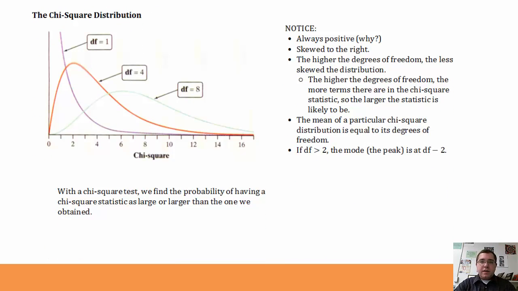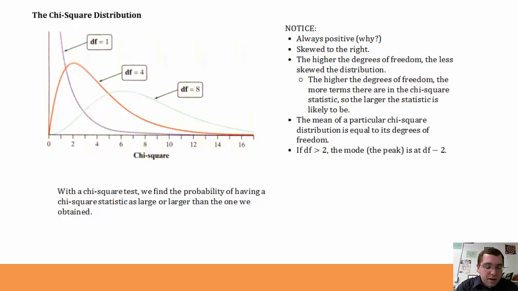The chi-squared statistic is a value on the chi-squared distribution. Now, just like there are different t-curves for different degrees of freedom, there are different chi-squared distributions for different degrees of freedom.